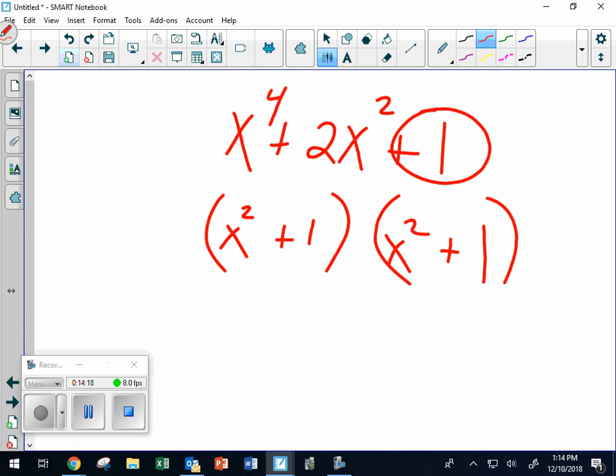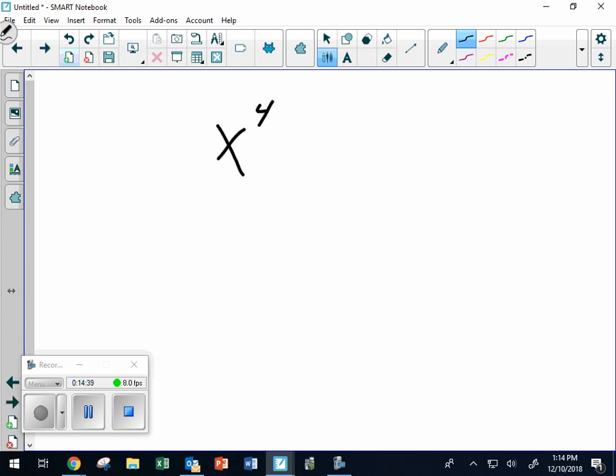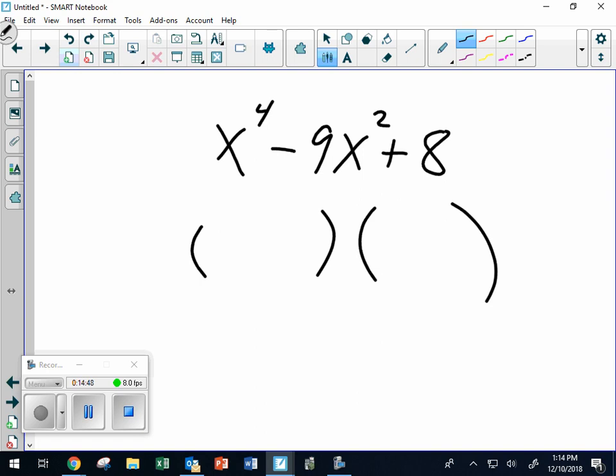How could I know I'm right? Because I can multiply it back out. And this times this will make x to the 4th. And then the outside one and this inside one, they would add up to 2x squared. That's what I wanted. And then 1 times 1 is 1. So yay, it worked. So one more like that. X to the 4th minus 9x squared plus 8. Factor it. Back to that one. Can't be done already. I just got done writing it.